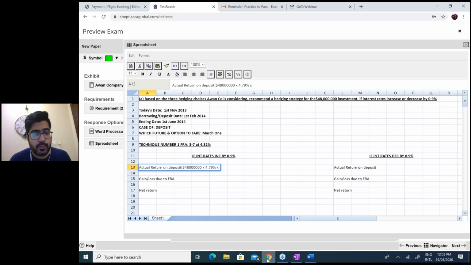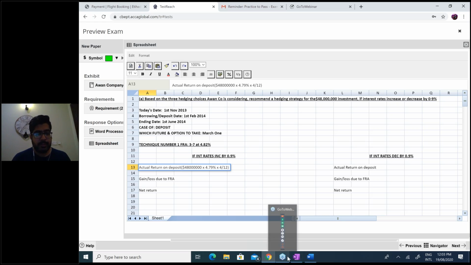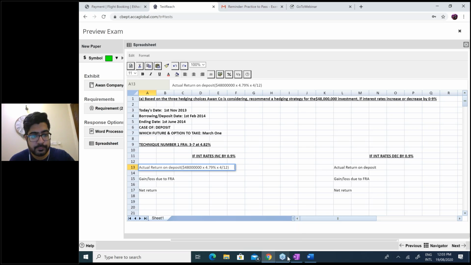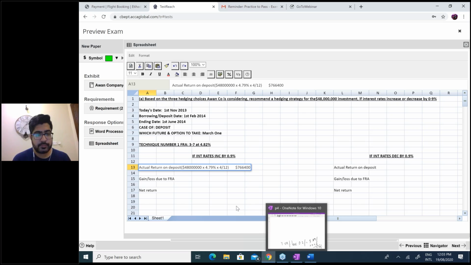Into time period over 12. What is the time period? For how long do you plan to deposit? You plan to deposit for 4 months out of 12 months. Okay, let's calculate the amount. It's 766,400.